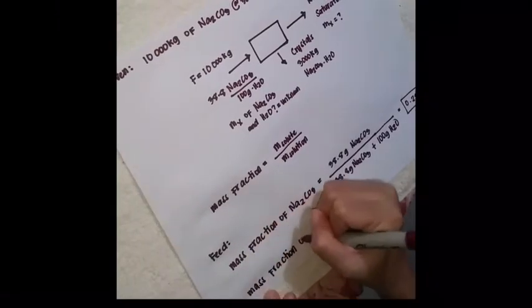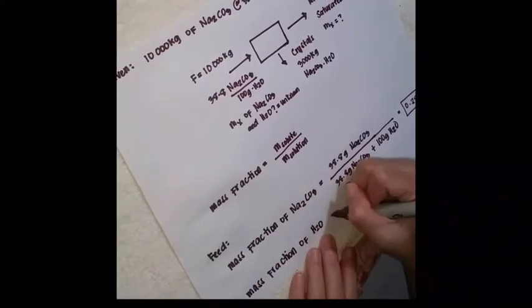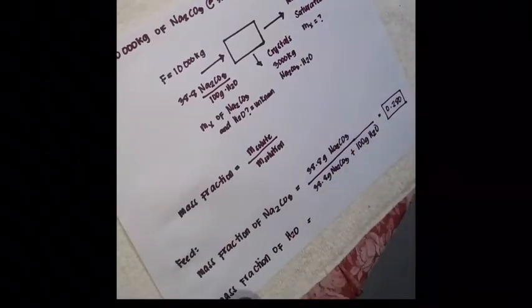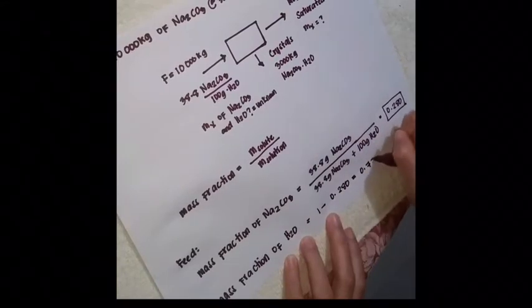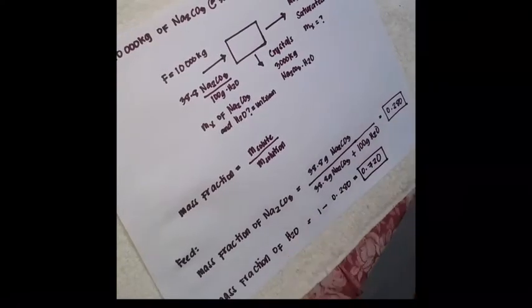Next, we have to calculate the mass fraction of water in the feed. So given the sodium carbonate, we have 0.280. So we have to subtract 0.280 from 1. So we get the answer of 0.720, and that is our mass fraction for water.